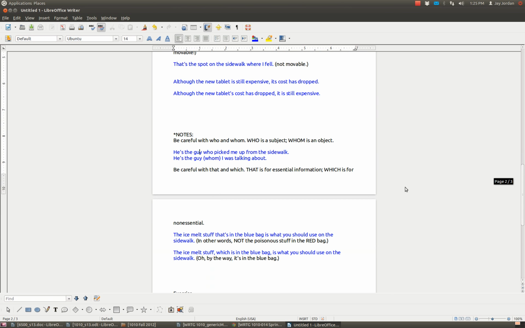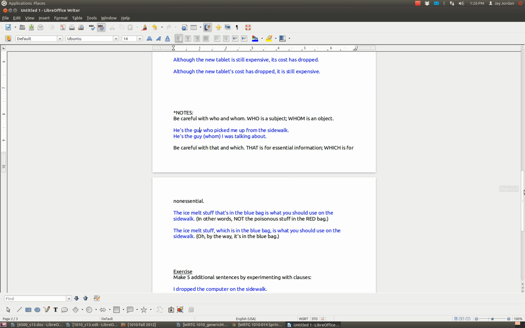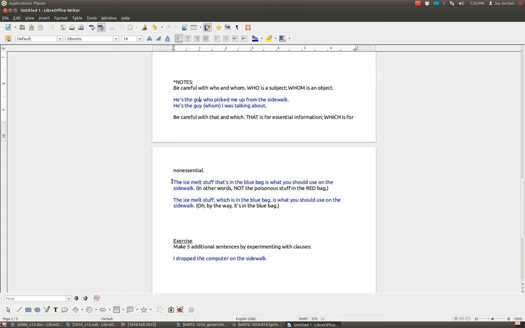Also, this is a little bit more complicated, that and which. Sometimes people, especially really picky grammar people, will tell you that that is a pronoun you use to introduce essential information, and which is a pronoun you use to introduce non-essential information. So there's a difference, technically speaking, between these two sentences. The ice melt stuff that's in the blue bag is what you should use on the sidewalk.